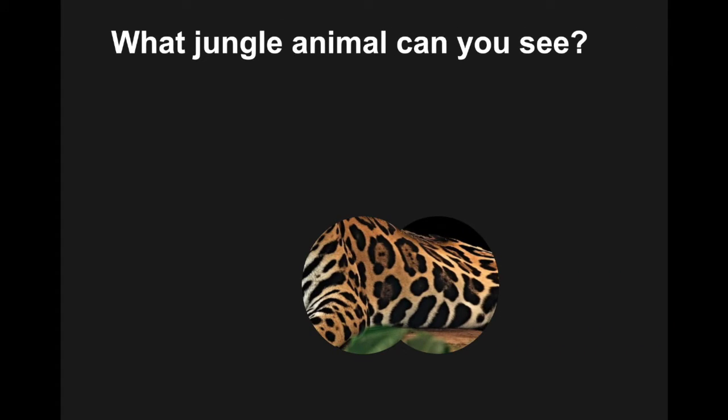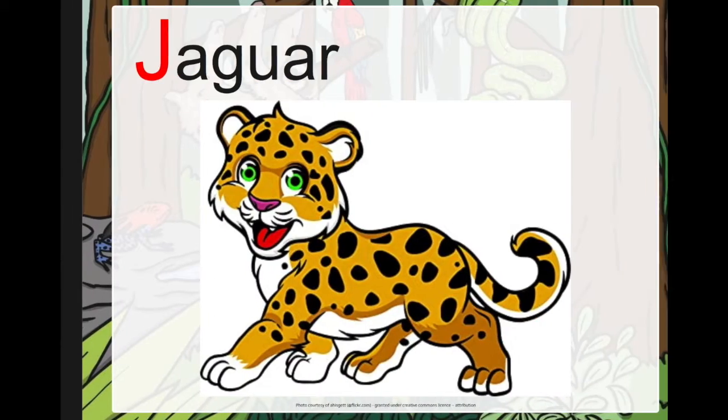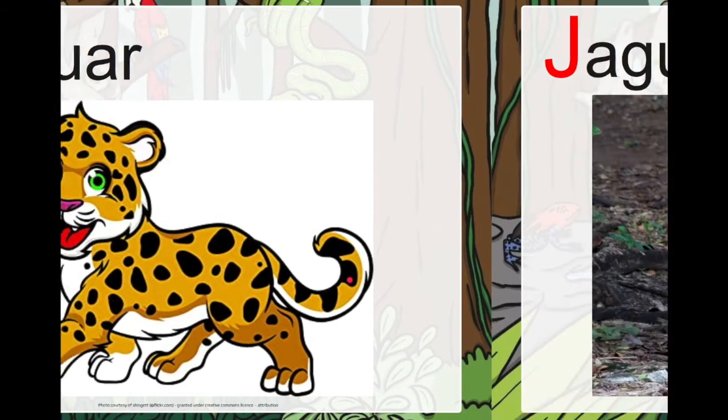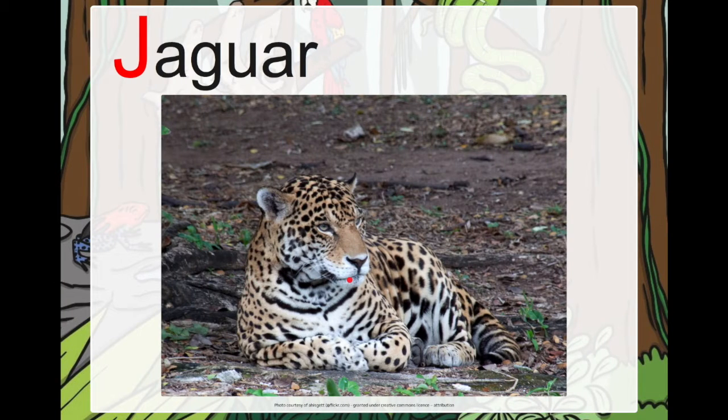Okay, we're looking through the jungle, and what do we see? Oh, what animal is this? It's a jaguar. And jaguar starts with a J. Jaguar. And look at the spots on its fur. They're very unique. And if you see a jaguar, run away really, really fast, because jaguars are really, really fast. And this is how it looks like in real life. You might see them in the zoo.